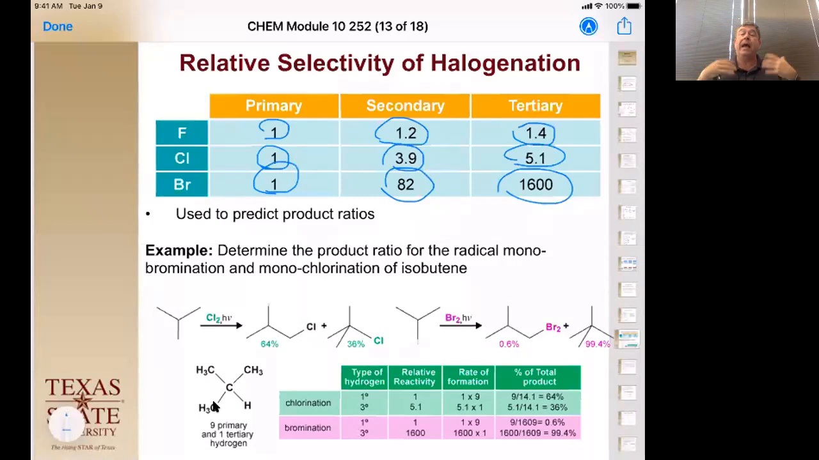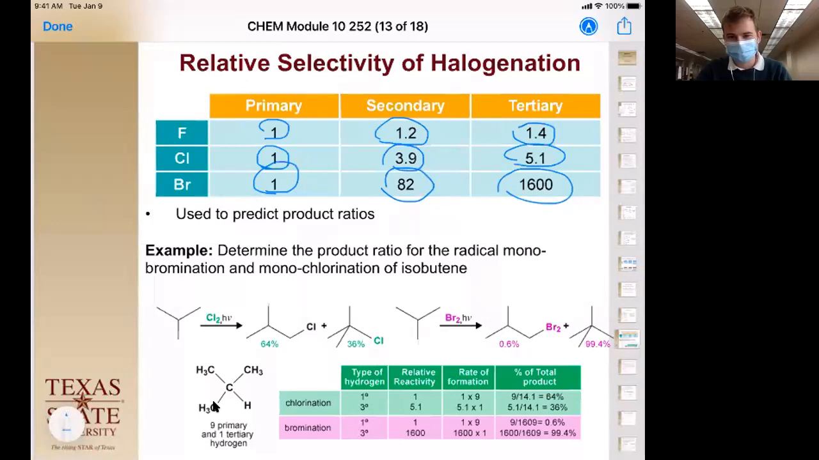Okay. So if you have a low enough reactivity, you wait for the radical to form, and it will preferentially form the tertiary because it's the most stable. Does that make more sense? Okay. Yes, thank you. Okay.